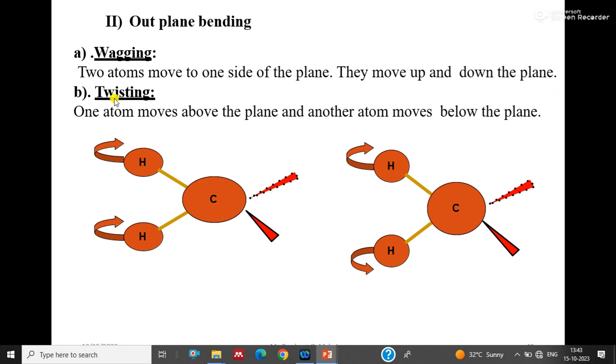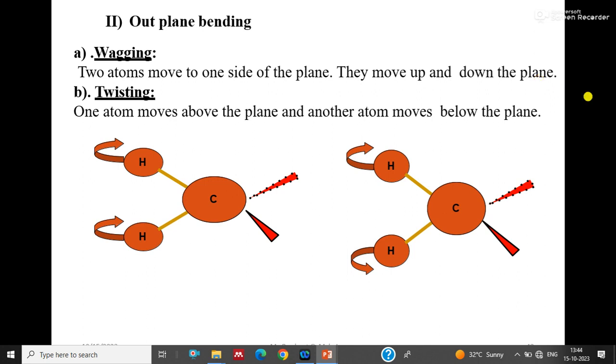So wagging means what? Now this is an out of the plane vibration, that means both the atoms are moving out of the plane, or both the atoms are going below the plane. So this vibration is an out of the plane vibration. In the case of wagging, two atoms move to one side of the plane, they move up and down the plane. That means they are coming out of the plane or both are going down below the plane. That is wagging, but both are coming up at a time and both are going down at the same time.